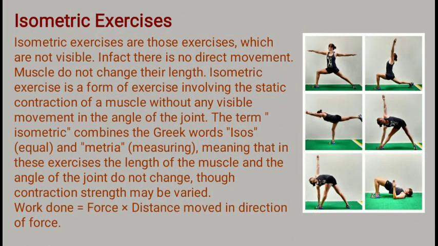Isometric exercises are those exercises which are not visible. The exercise is being performed, but the movements are not visible. In fact, there is no direct movement. Muscles do not change their length. Isometric exercise is a form of exercise involving the static contraction of the muscle without any visible movement in the angle of the joint. In the angle of the joint you can't see the movement.